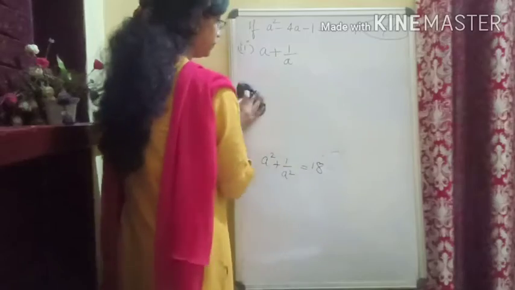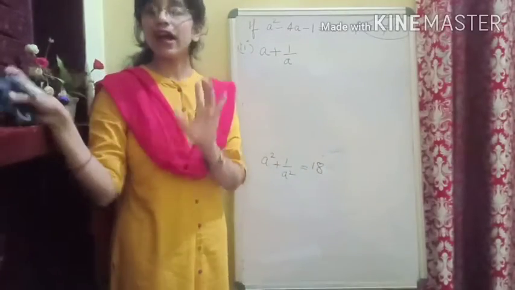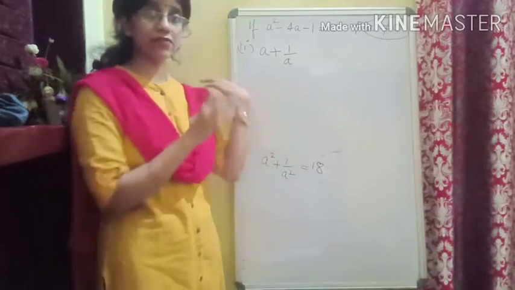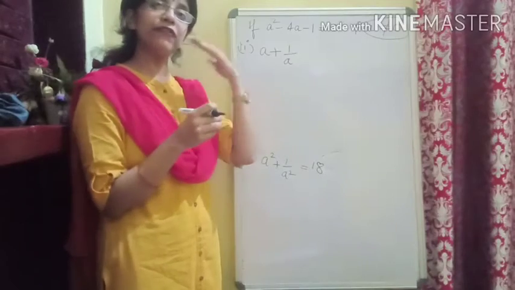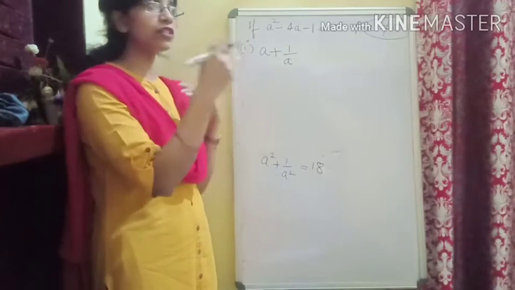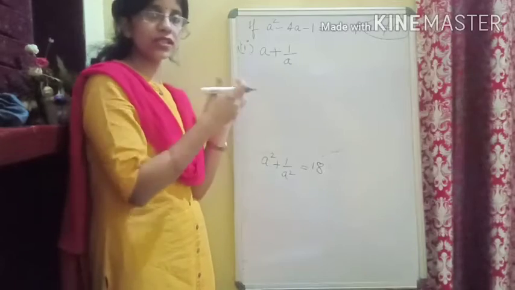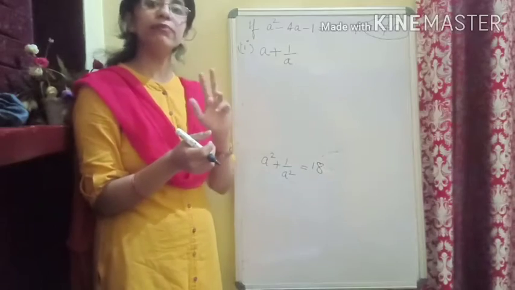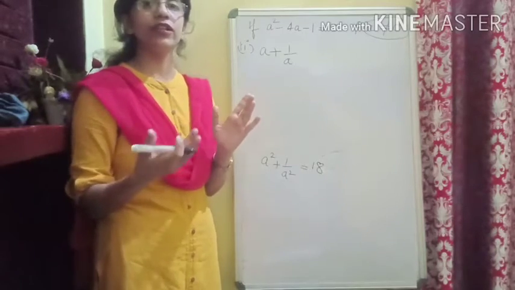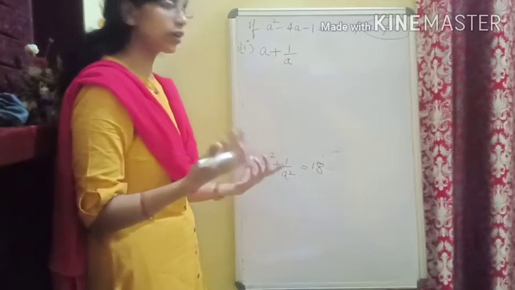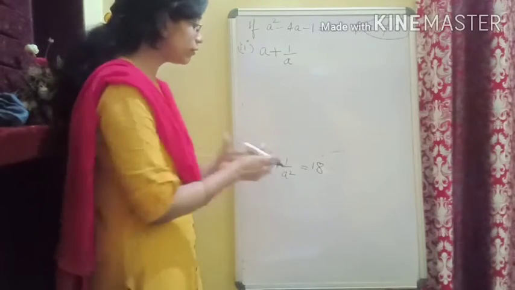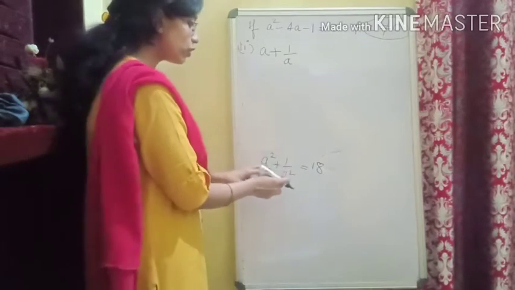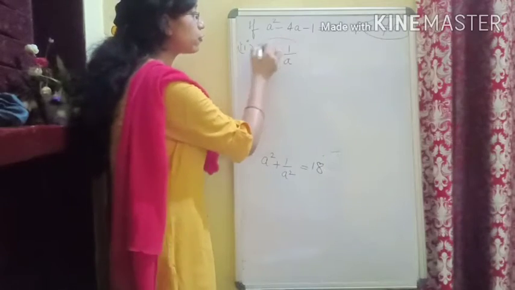Now one thing, in the last video there was a question in which we were getting this term and we simplified the same thing, but I used one method in which we were subtracting to both sides. In this question I'm going to use a different method so that you can see both the methods and use whichever you feel easy to solve. Now here we have a square plus 1 upon a square equals to 18, and I'm going to use the second method. So here we have to calculate this.